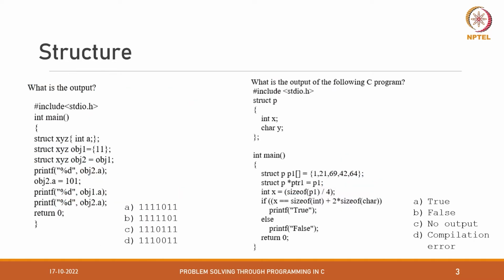Okay. So I have a few more questions on the same. Right, so we have this struct xyz. It has a member which is int a, and we have a variable that we are defining of type struct xyz. This is how we can initialize a structure variable, right? In curly braces, we just give the value.